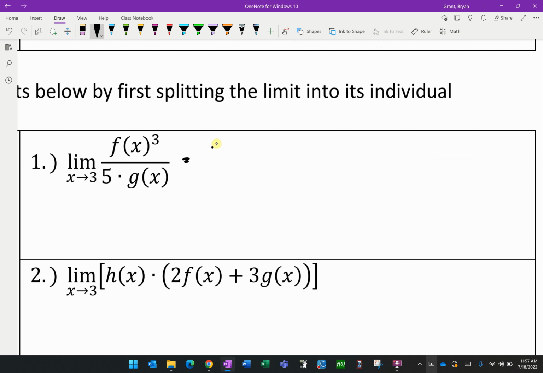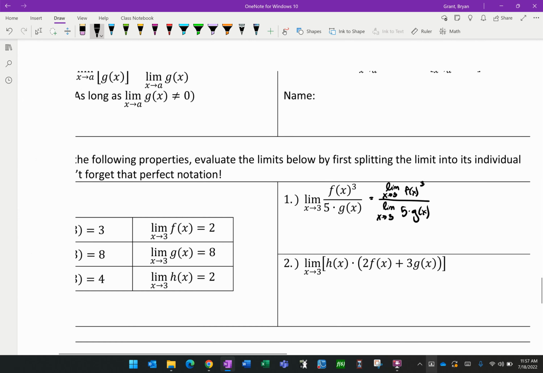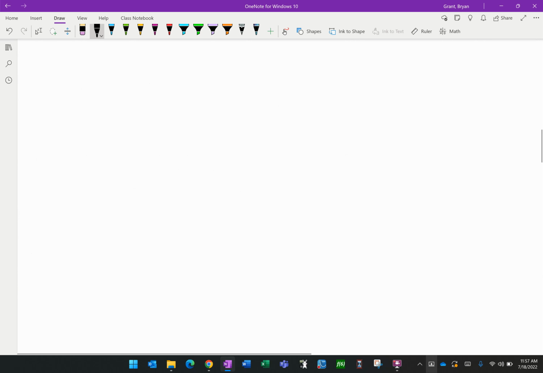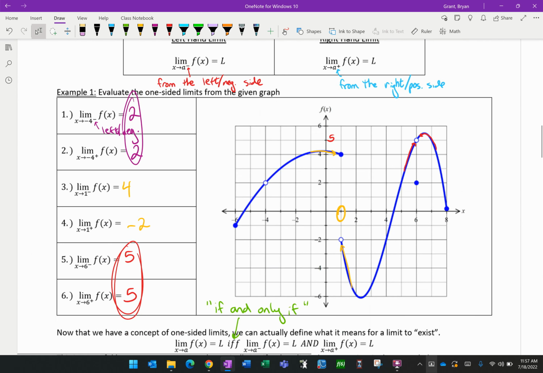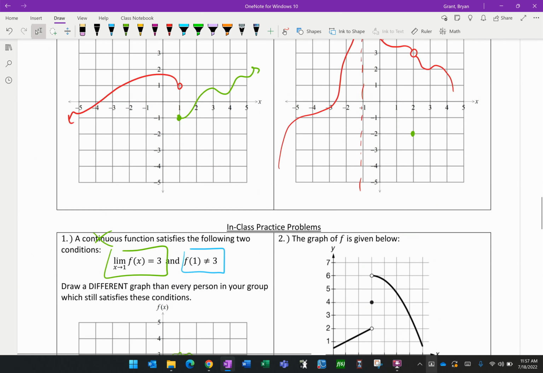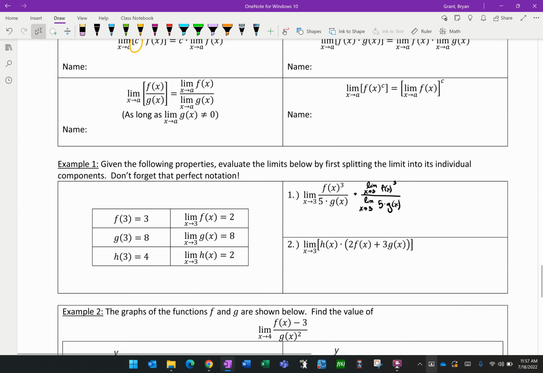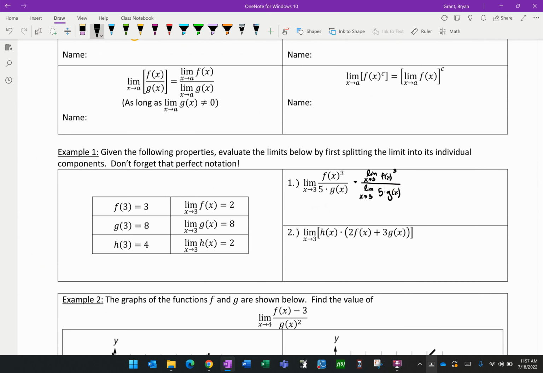We're going to find the limit as x approaches 3 of f of x cubed. And then I'm going to find the limit as x approaches 3 of 5 times g of x. Now we still have a couple issues here because none of these show f of x cubed, and my screen did that fun thing where it just disappears again. There we go. And none of them showed the limit as we do 5 times g of x. So I haven't broken this down enough.